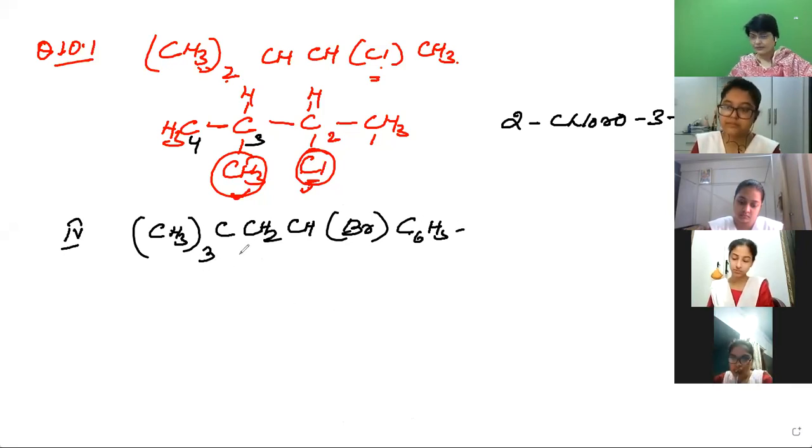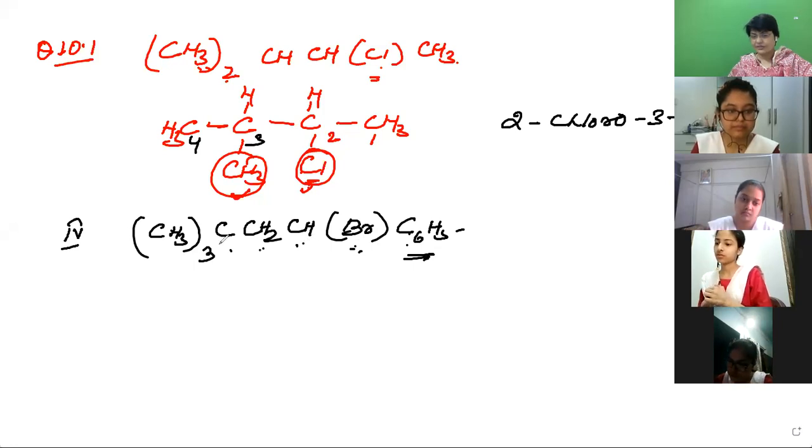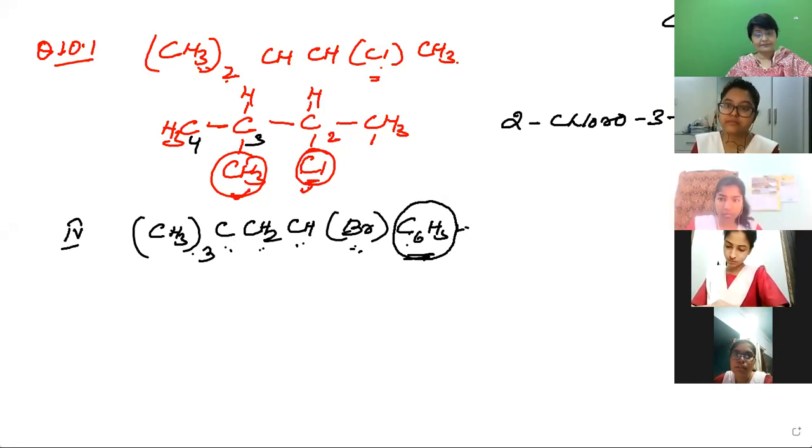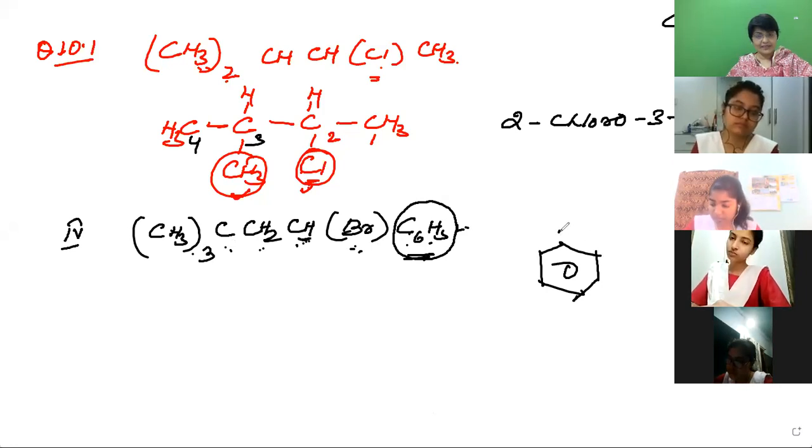Right. CH3 whole thrice C, CH2, CHBr, C6H5. This is your benzene ring. This is Br, which is connected to CH, CH2, C, CH3. So what are we going to write here? How will you get to know that this is benzene? C6H6 is benzene, and when an H is replaced by something, it becomes C6H5. So here we have this benzene.